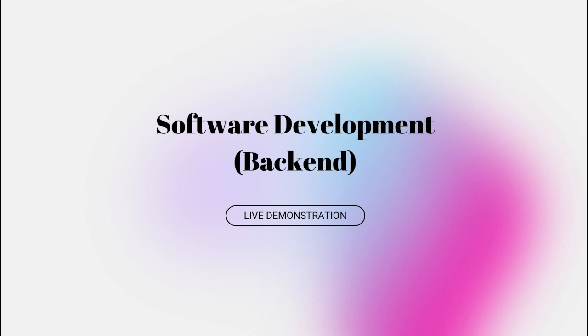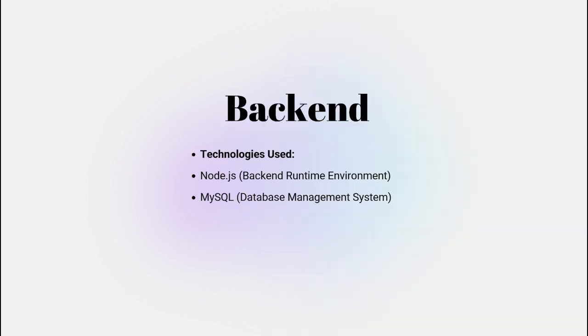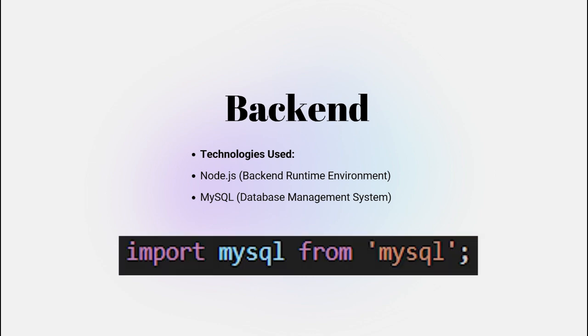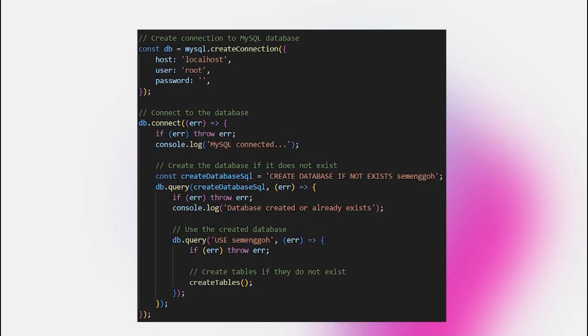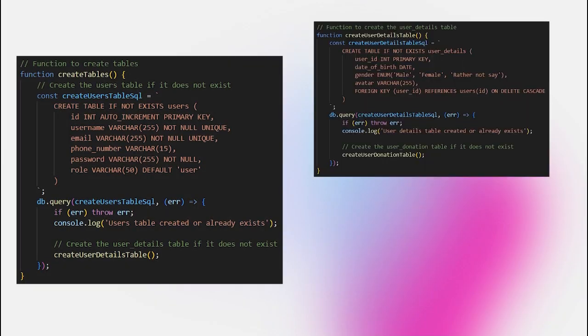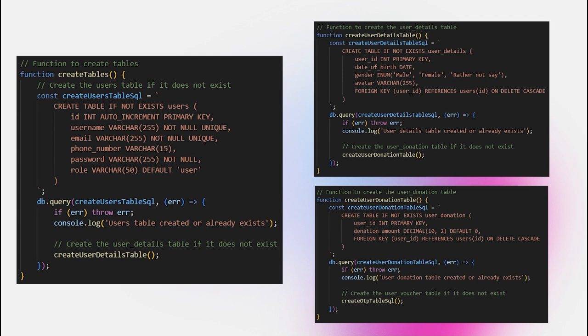Thank you, Darren. Hi everyone, I'm Ethan. In this presentation, I will walk you through the backend code of our project, which is built with Node.js and MySQL. To get started, the backend establishes a connection with a MySQL database using the MySQL package. It also ensures that the database and necessary tables are created when the application is initialized.